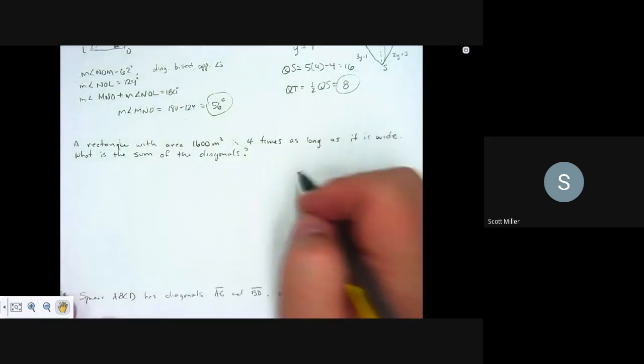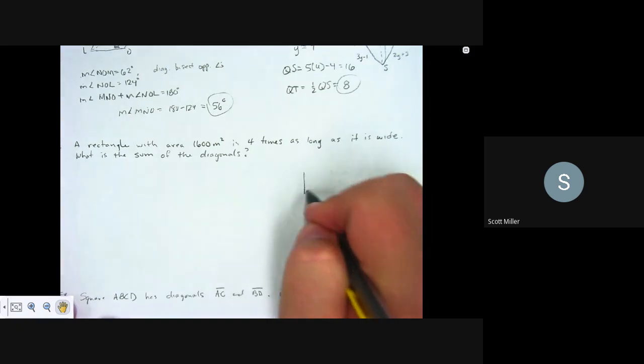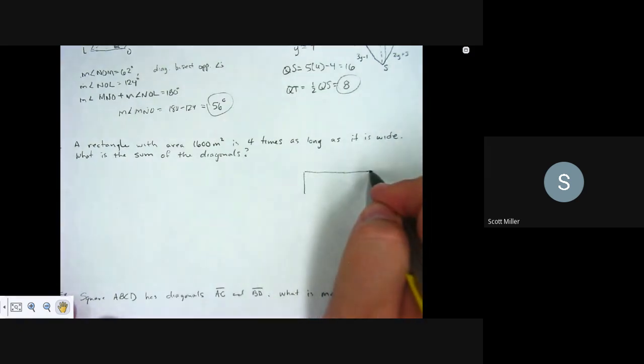A rectangle with area 1,600 square meters is 4 times as long as it is wide. What is the sum of the diagonals? That's a little weird, but there you go. So what do I want to do in this case? In all cases that deal with geometric shapes and such an area, you always want to draw a picture. So draw it as best you can.